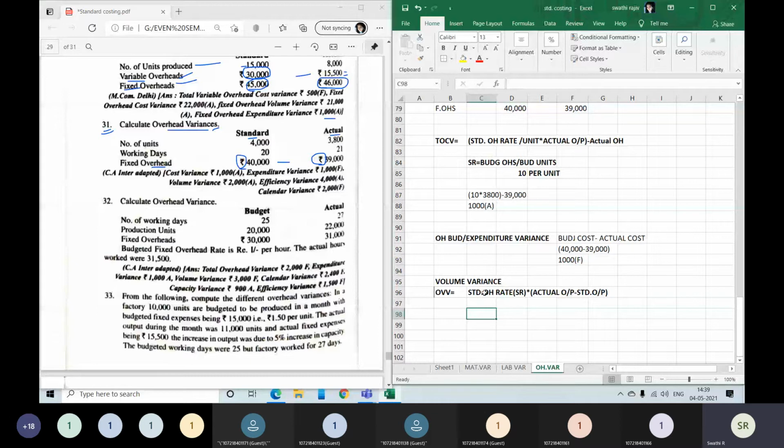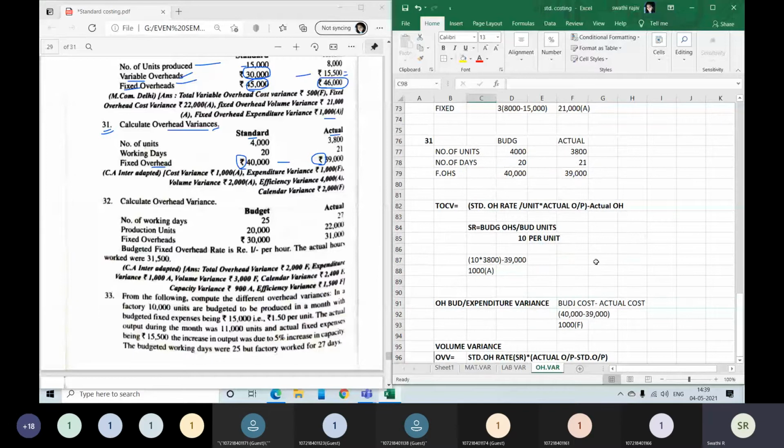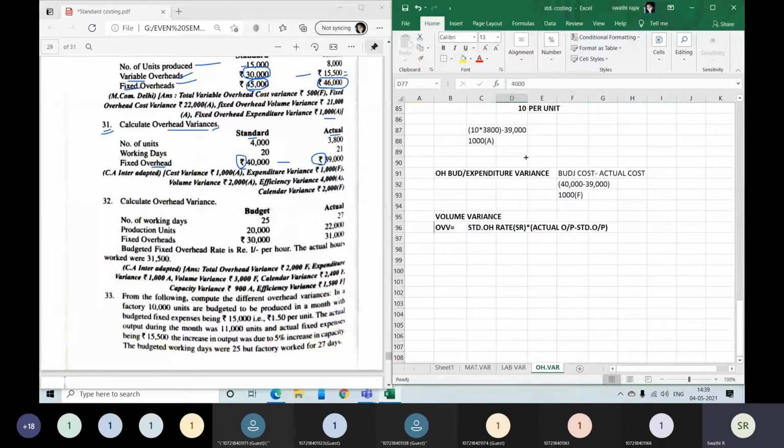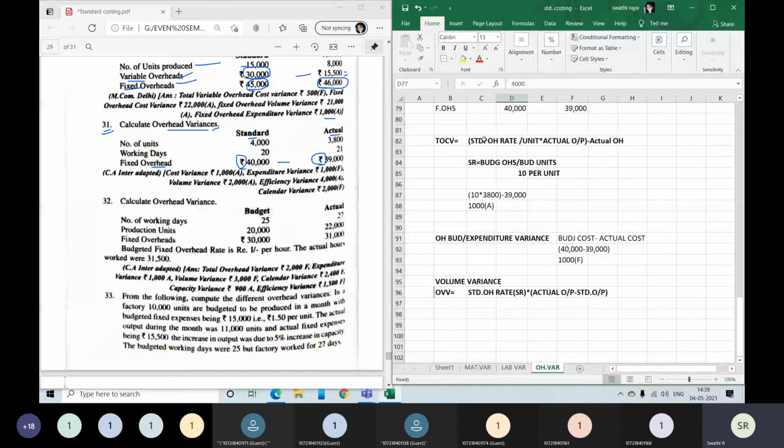Overhead volume variance is equal to standard overhead rate per unit SR into actual output minus standard output. Do I have actual output? 3,800. Do I have standard output? 4,000, or budgeted output is 4,000. Then the only thing that is missing is standard overhead rate. Do I have it? Of course, I found it out already. For the very first equation I wanted it, I found it out.